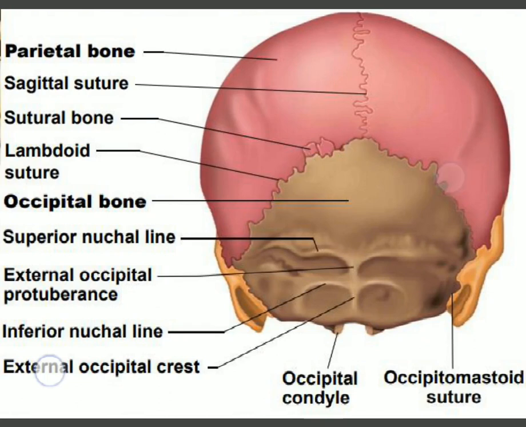This is norma occipitalis, and you have the superior and inferior nuchal lines. On the superior nuchal line, in the lateral half, you also have the insertion of the sternocleidomastoid muscle, as well as the apex of the posterior triangle also lies on the superior nuchal line.